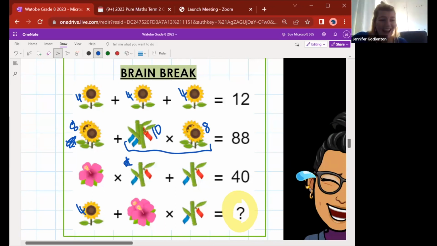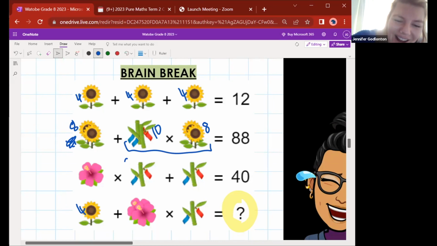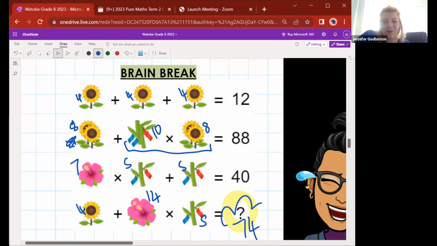Yes, yay, I see some of the correct answers coming through, which is great. So those are going to be 5 over there, which means that this is going to have to be 7, because 7 times 5 is 35, and 35 plus 5 is 40. Then we've got 14 over there, and 5 over there, which gives us the beautiful answer of 74. And I saw a couple of you who got that, which is great. Nice work, guys.